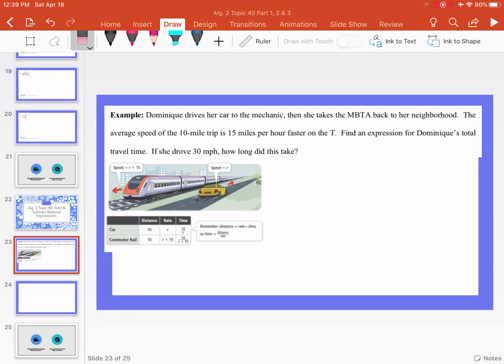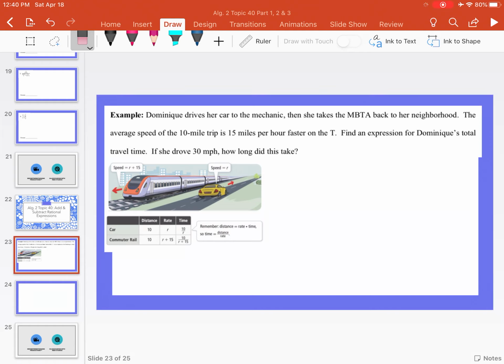For example, Dominique drives her car to the mechanic, then she takes the MBTA back to her neighborhood. The average speed of the 10-mile trip is 15 miles per hour faster on the T. Find an expression for Dominique's total travel time. If she drove 30 miles per hour, how long did this take?